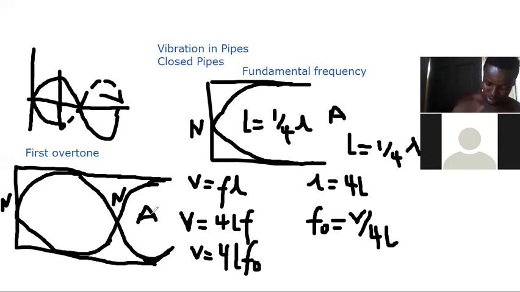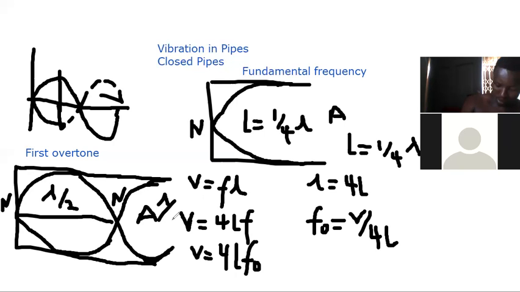So bear with me that the whole of this is this all over 2, and this one is this all over 4. Do you agree? So when we add the two, we are going to get the length here to be equal to 3 all over 4 wavelength. Do you get it?